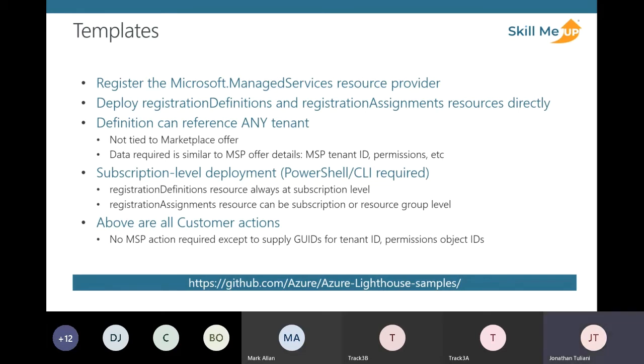Okay, so the way this would work, of course, in a partner-customer relationship is that the partner has to provide all those parameter values to the customer to say, look, this is the template I'd like you to deploy. These are the permissions that it's going to include. This is the tenant ID I need you to include. Here it all is. Customer, if you trust me, please go deploy this template into your subscription, and that will give me permission. And the customer goes and does it.